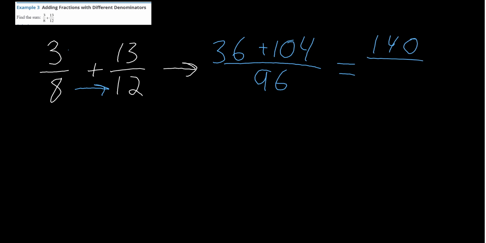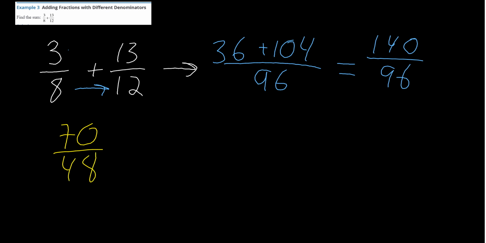140 over 96. All right, so I don't know if this helps anybody, but 140 over 96 is what we get when we add this fraction together. Well, we can obviously reduce this, right? So what can we reduce this to? Well, 140 and 96, they're both divisible by 2, right? So I can say that it would be, let's put it in yellow now, 70 over 48.